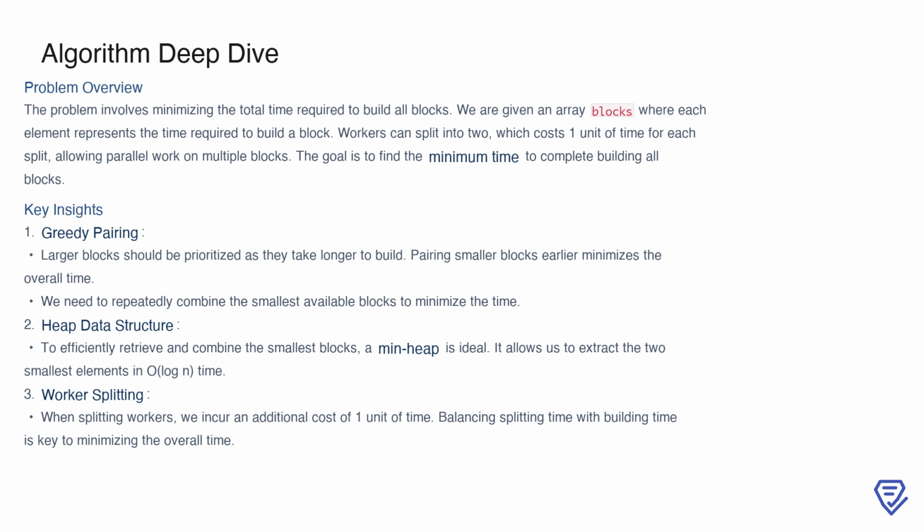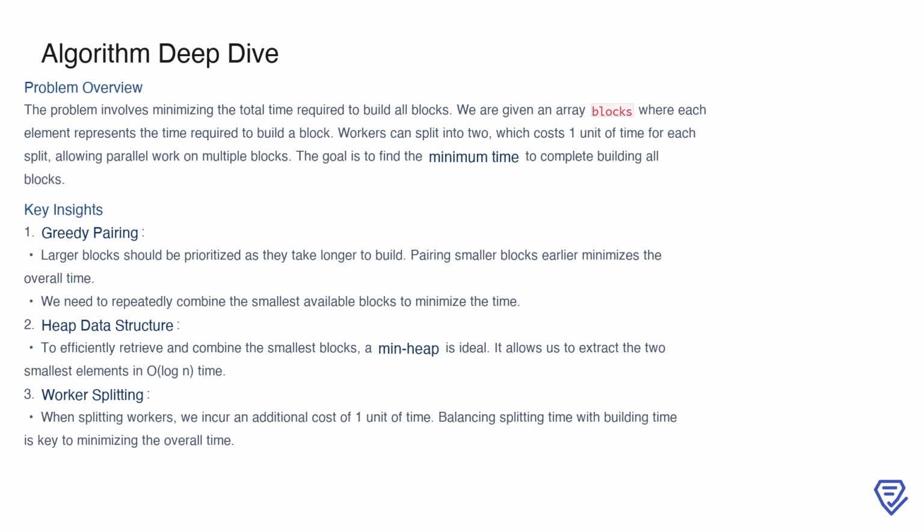This problem revolves around minimizing the total time required to construct all blocks, where each block has a specific build time provided in the blocks array. The challenge arises because workers can split into two, allowing them to work on multiple blocks concurrently, but each split incurs an additional cost of 1 unit of time. The goal is to find the minimum time to complete all block building tasks.